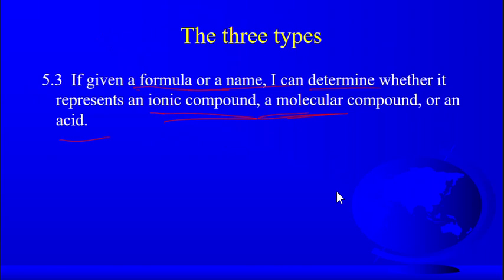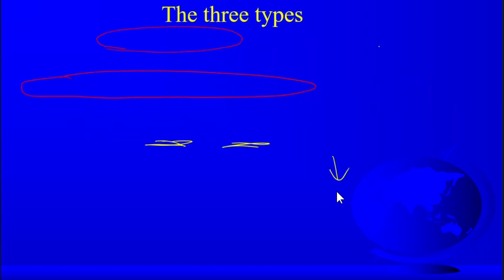All right, so the target for today is, given a formula or name, I can determine whether it represents an ionic compound, a molecular compound, or an acid. Okay, what I would do is I would focus on writing down what's circled.